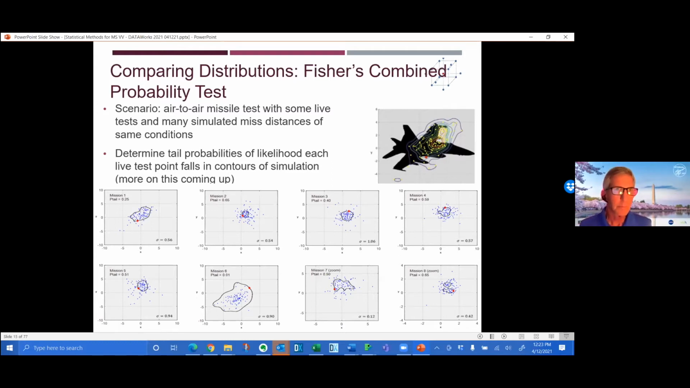Nothing else from them, but somebody in the chat also said that p-tail is the percentage of the points that fall outside the live shot. Okay, yeah, absolutely. Yeah, better way of saying it. Percentage of points that fall outside the live.